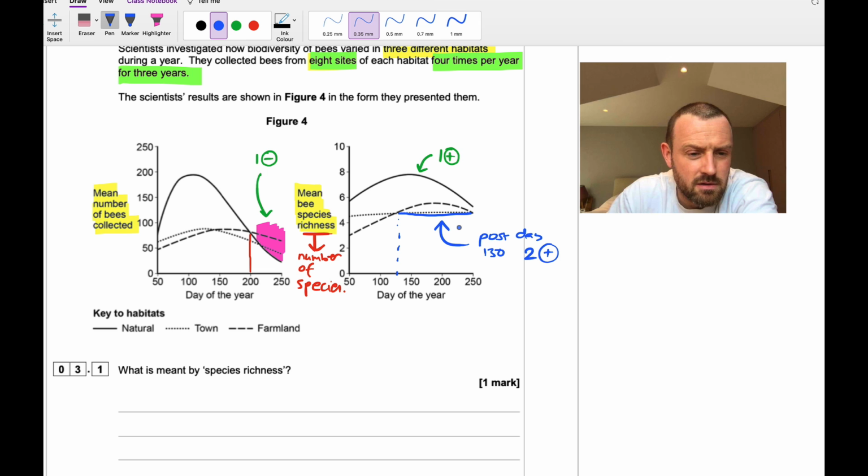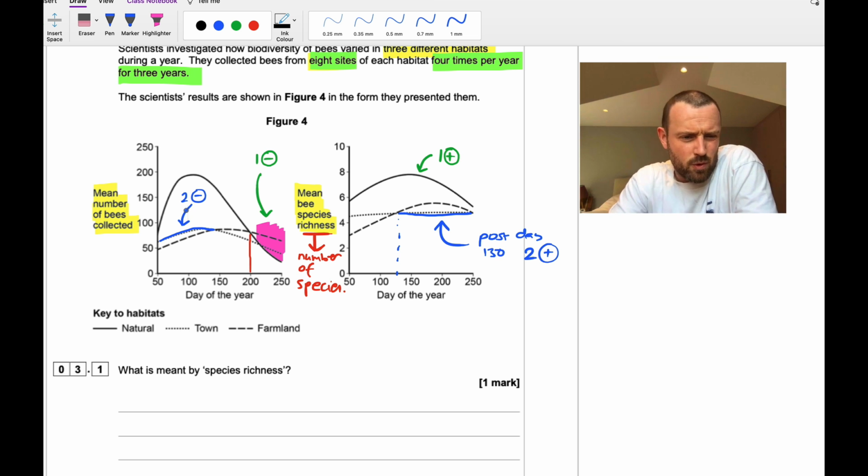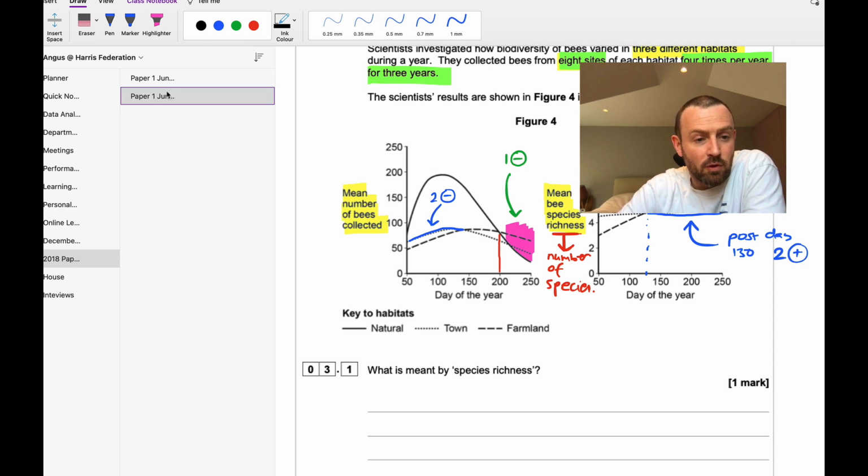But then that's statement 2 supporting the fact that the town's not great. Is there something that we can use to argue against that? Well, I guess we could equally talk about the fact that the species richness in the town is higher than farmland for almost half the year. Or maybe we talk about this bit here: up until about day 150, the town had a greater number of bees collected on average compared to the farmland. So I'd probably say 2 minus. Really, it's just about looking at the data and the graph and trying to pick out something to support your argument. Let's look at the mark scheme and see all the different things that you could have said.